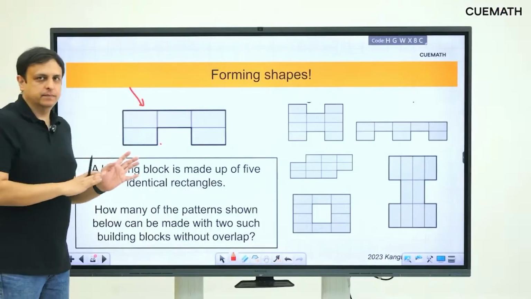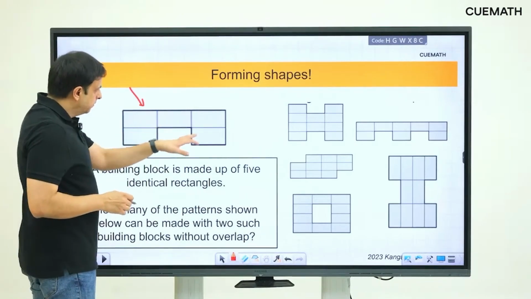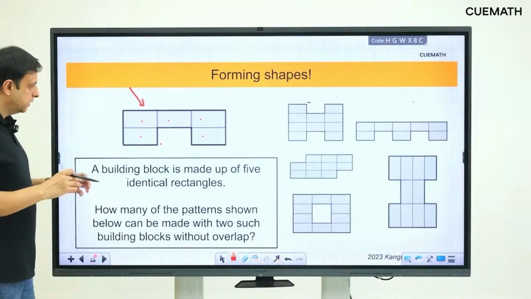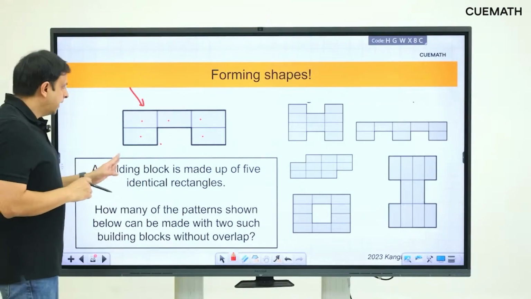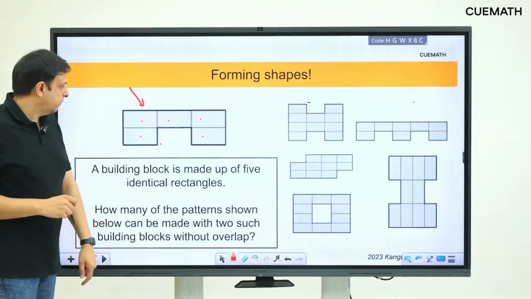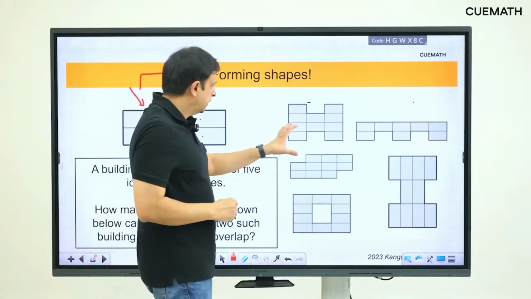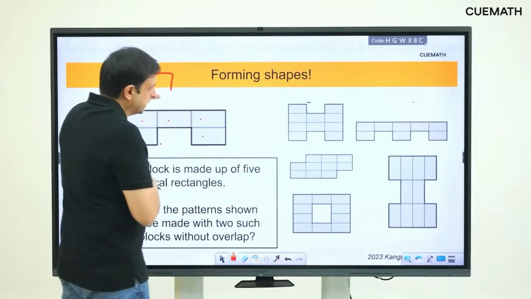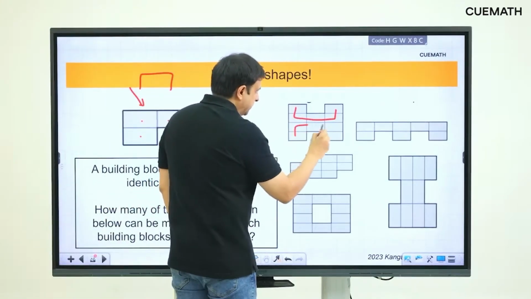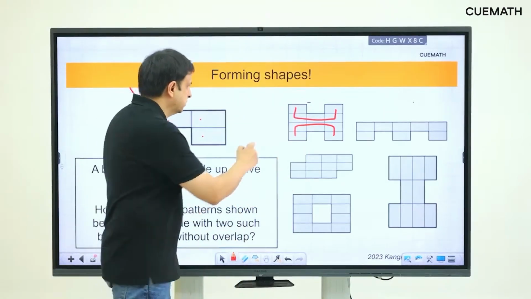Okay, so here's how to do this systematically. You have to observe that in this building block, you have 5 units, 5 blocks, 5 rectangles arranged in this kind of an inverted U manner, like this. So you just have to now figure out if some of these could be made using this block. So you have this here and this here. So yes, you put 2 of these together like this, you will get this. So this works.